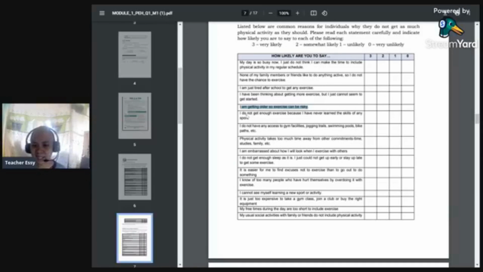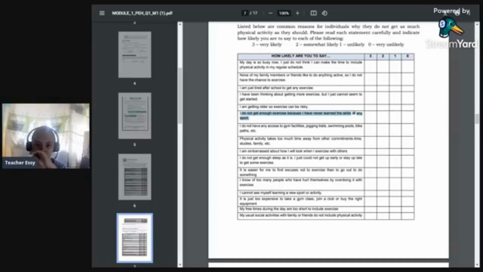Next, number 6. I do not get enough exercise because I have never learned the skill of any sport. So, hindi ako nag-exercise kasi hindi naman ako marunong mag-basketball or hindi naman ako marunong mag-volleyball or hindi naman ako marunong ng any sports. I do not get enough exercise because I have never learned the skills of any sport. That's number 6.